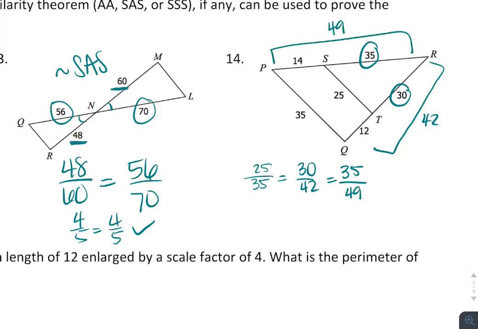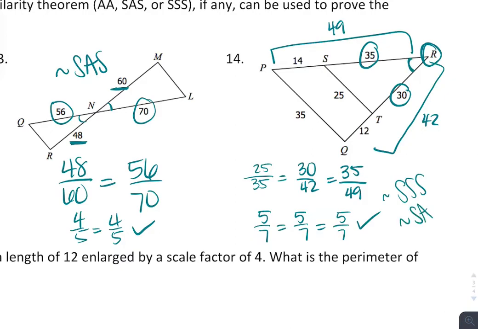49. 25 and 35 are both divisible by 5, which gives you 5 over 7. 30 and 42 are both divisible by 6, which gives you 5 over 7. And 35 and 49 are both divisible by 7, which gives you 5 over 7. So these all check out. So this can be side, side, side. The other thing is that they both use angle R. So you could also say that they are similar by side, angle, side if you only want to check two side proportions.